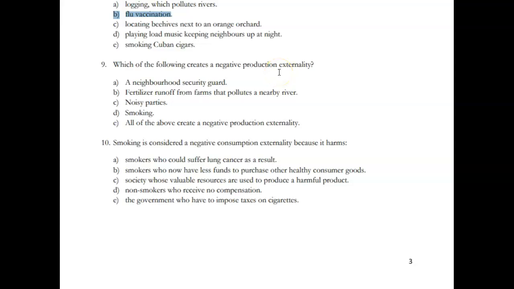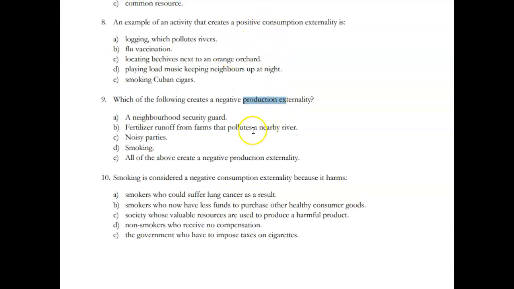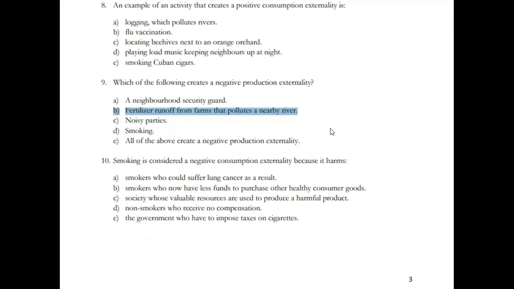Which of the following creates a negative production externality? Negative. So yeah, smoking, I told you. No, sorry, this is consumption, smoking. Now I'm saying production. Wait, what was this? Yeah, production. Fertilizer runoff. Okay? So when you produce stuff on the farm, all the chemicals go into the river and pollute the river, negative pollution. Smoking is a negative consumption externality, perfect, because of D, non-smokers who receive no compensation, because it harms non-smokers. So that's this video on tutorial number 3.